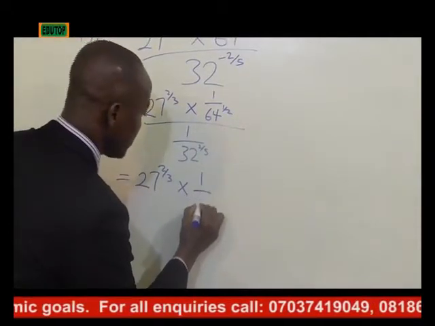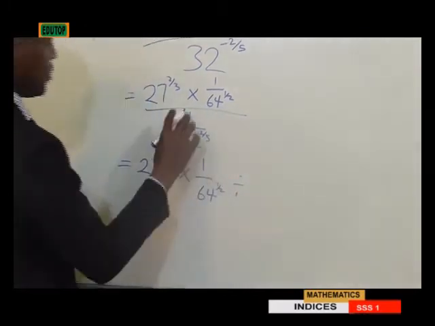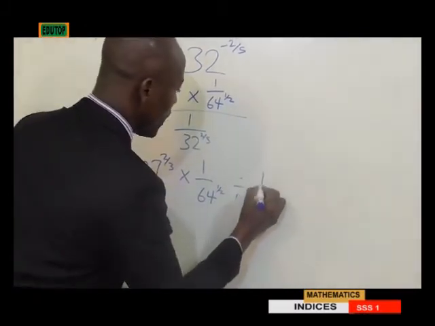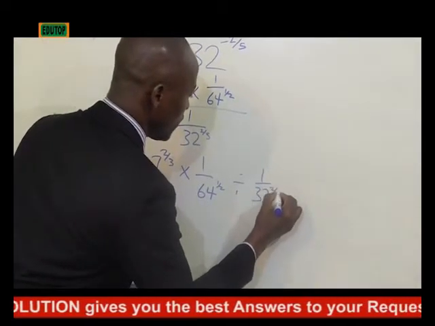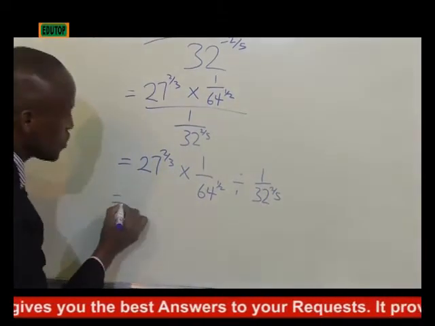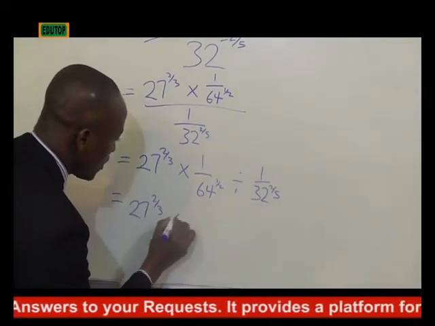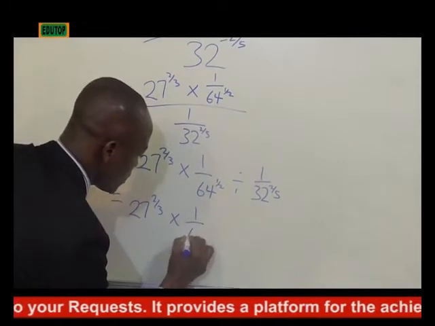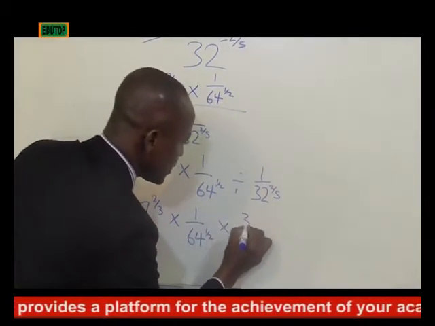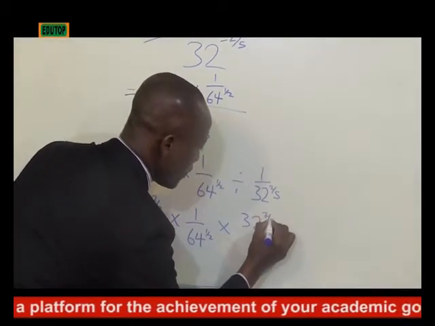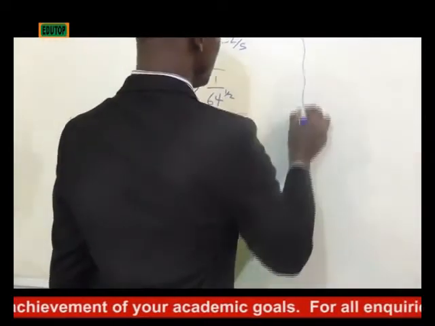1 over 64 raised to power 1 over 2, divided by 1 over 32 raised to power 2 over 5, which is equal to 27 raised to power 2 over 3 times 1 over 64 raised to power 1 over 2 times 32 raised to power 2 over 5, all over 1. So we now move here.